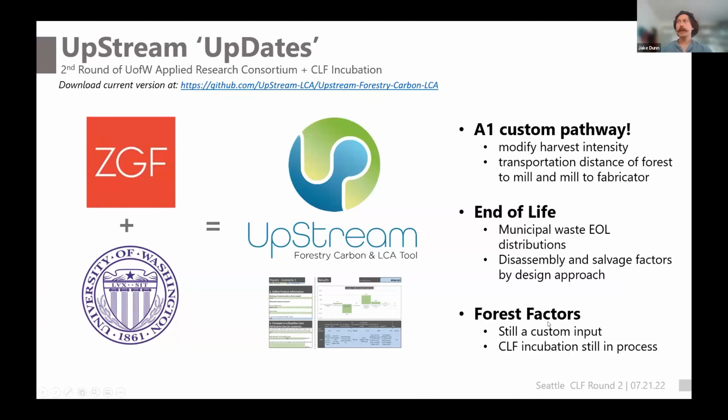In terms of the forest factors, we're still rolling along pretty slowly with that. It's still just a custom input right now, which we'll talk about in a second. We're currently being incubated by the Carbon Leadership Forum's incubation program, and we've been understanding use cases and getting some stakeholder feedback as the research continues to move forward.